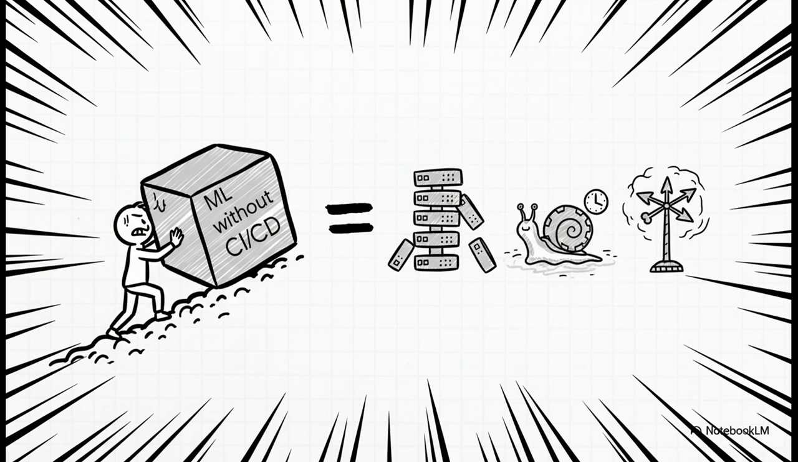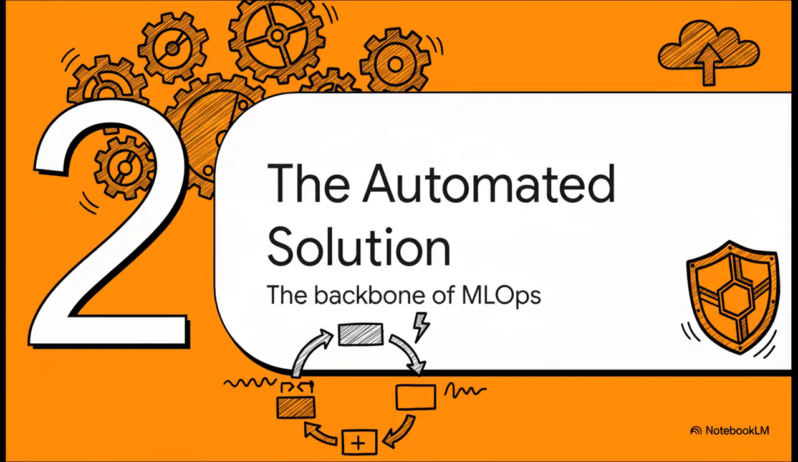So here's the bottom line. When you build ML systems manually, you're building something that is fundamentally fragile, incredibly slow, and totally unreliable. It's just not a sustainable way to work. But, thankfully, there is a much, much better way. The solution that powers all modern, scalable ML operations is CI/CD. This is how the pros escape that manual trap. It's how they build systems that are tough, automated, and actually ready for the real world.